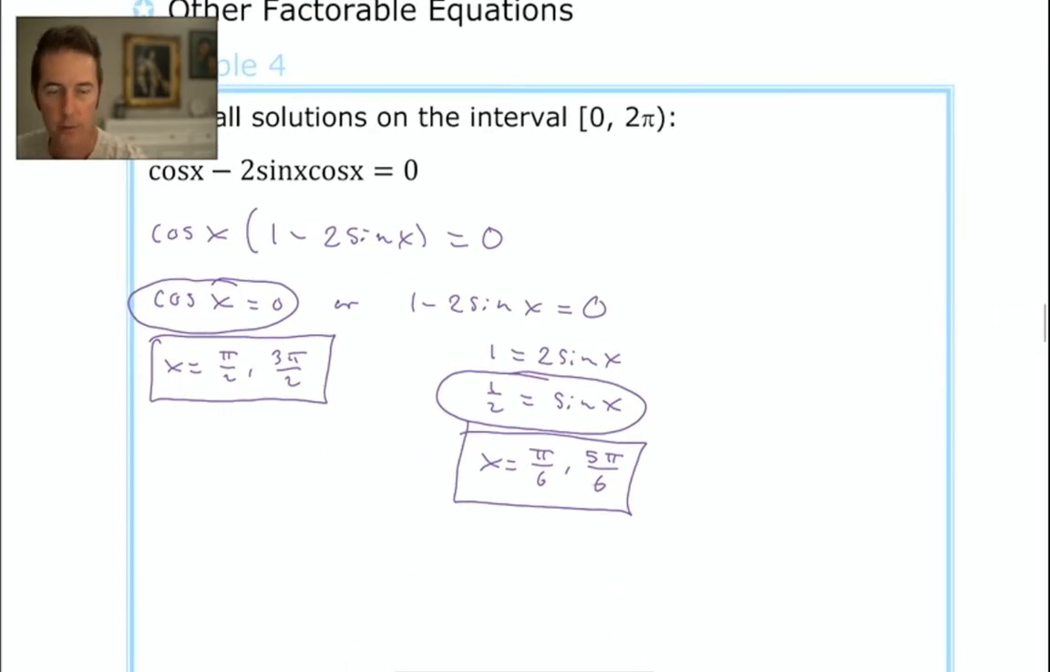Nice. All right, there you are. Those are the 4 solutions to this problem. So a different type of a factorable equation.